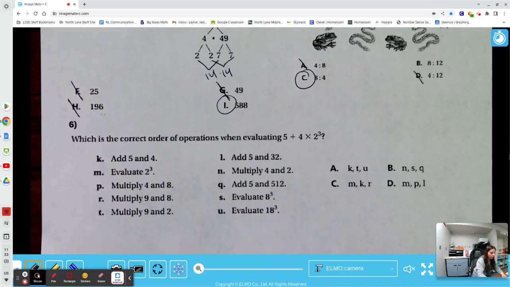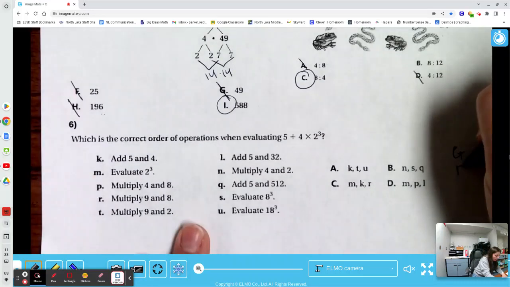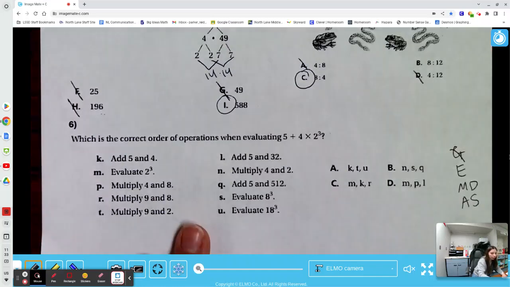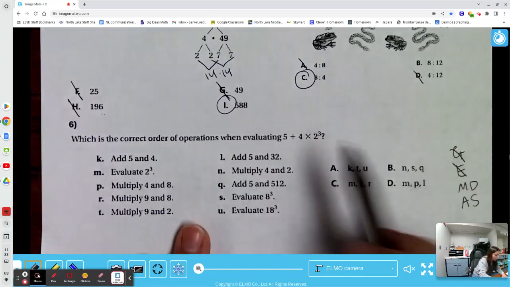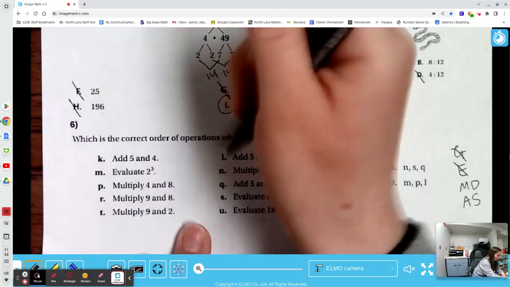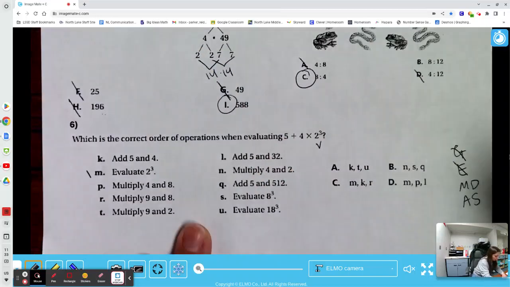Number 6, which is the correct order of operations when evaluating 5 plus 4 times 2 to the third power? Well, remember our order of operations is GEMDAS. G stands for grouping, which there isn't any of. E would be for exponents, and I do have that. So that's what I would want to do first. So evaluating 2 to the third power. So the first thing should be M. So I know it's going to be C or D.